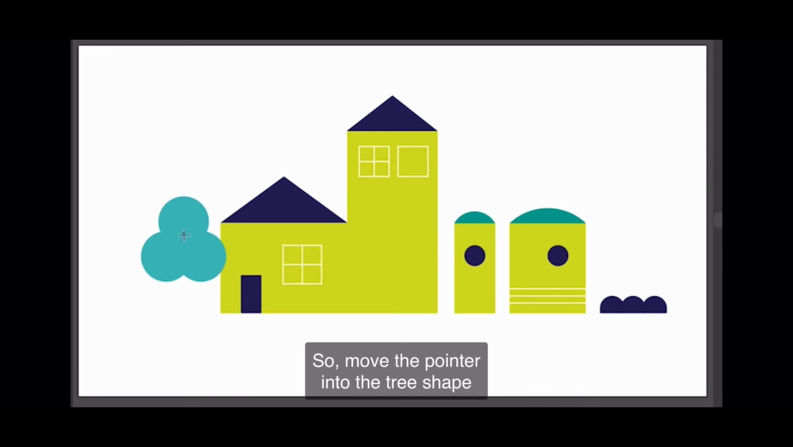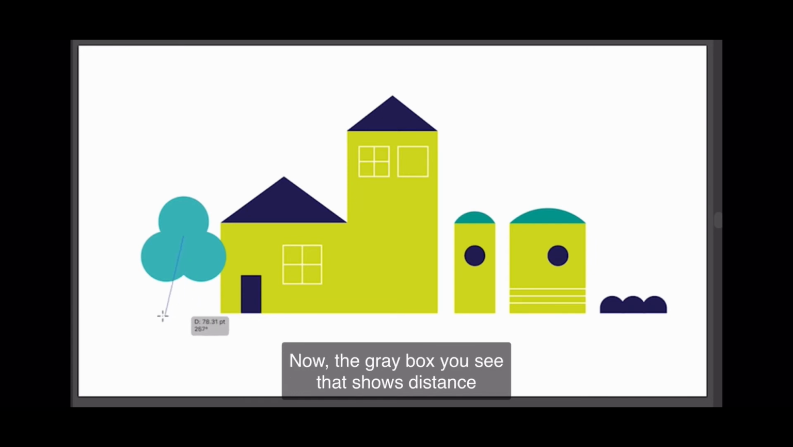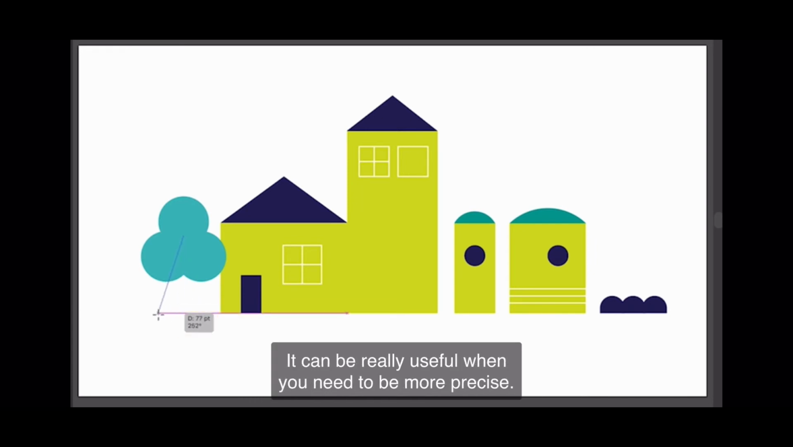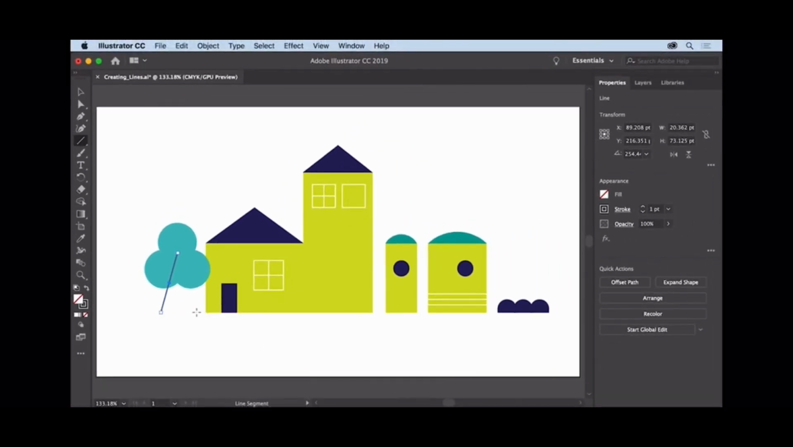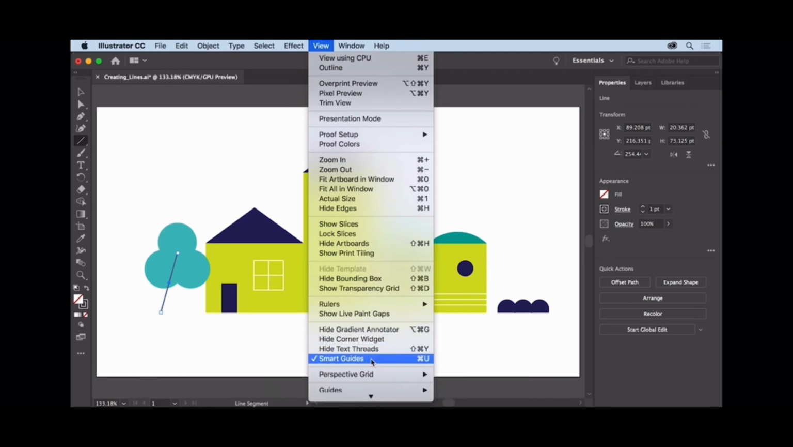So move the pointer into the tree shape. Press and drag down. Notice that you can move in just about any direction to create a straight line. Now the gray box you see that shows distance and angle is a measurement label. It can be really useful when you need to be more precise. When the line looks something like this, release the mouse. Now if you didn't see that gray label, choose View, Smart Guides to turn them on.